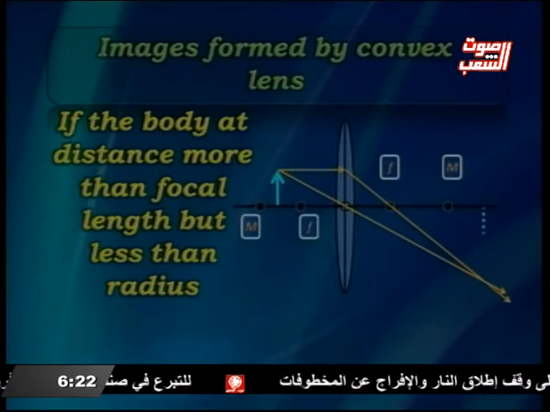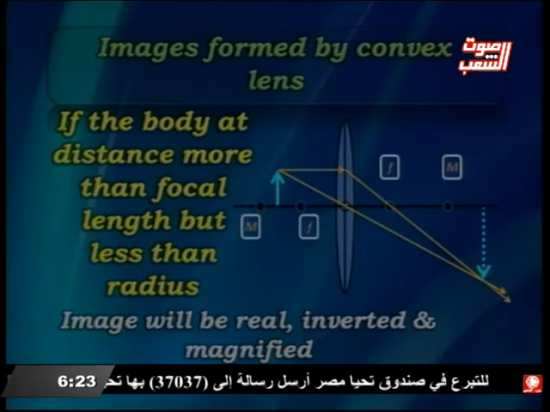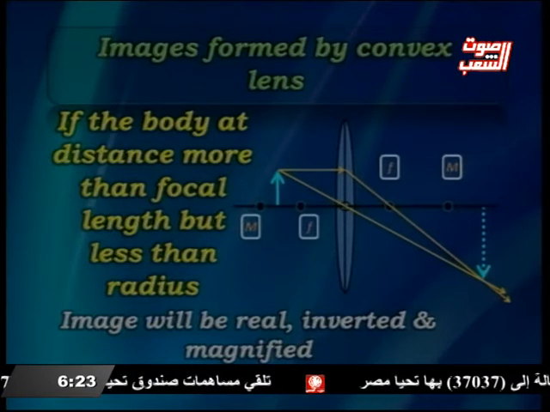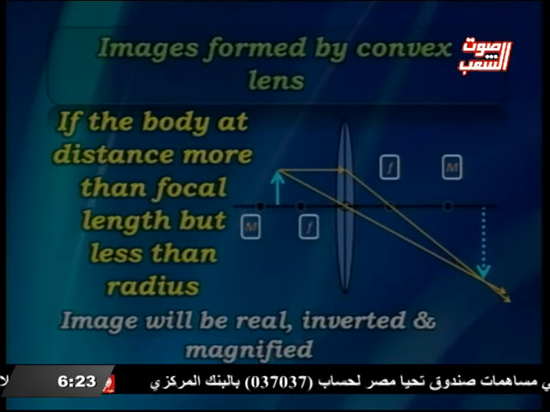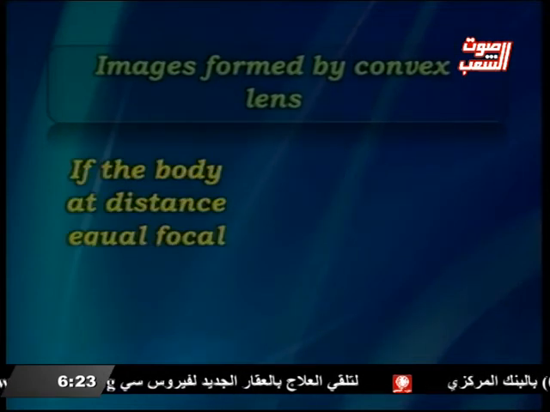So here we have the intersected point that represents this image. That will be real, inverted, and magnified. It's very clear to us. The image here is very, very large. Why? Because this body is between F and M. And after that, we have another case.